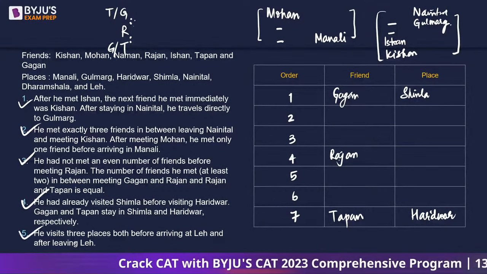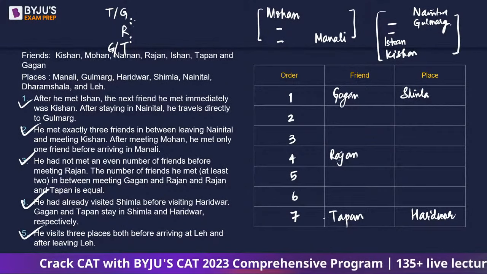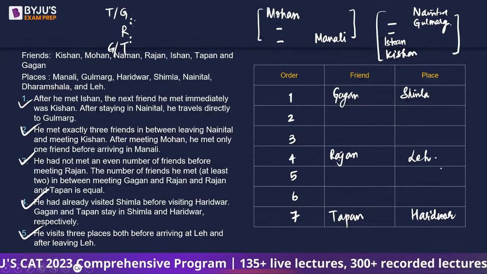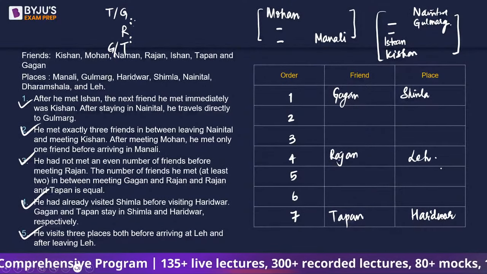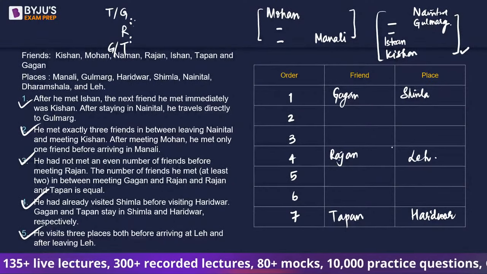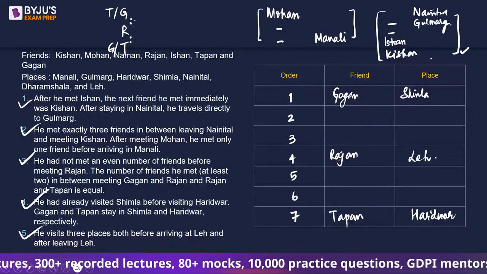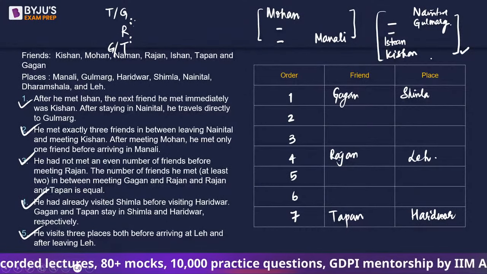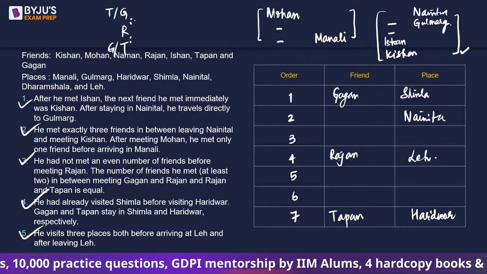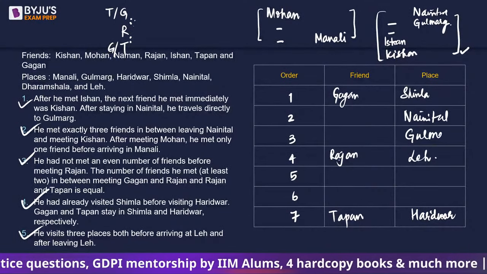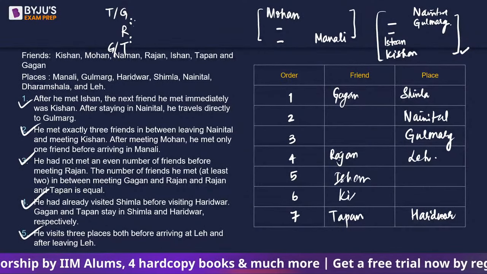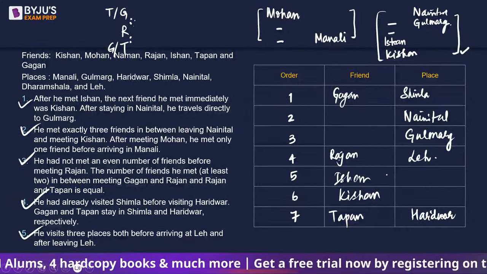Next, fifth, he visits 3 places both before arriving at Leh and after leaving Leh. So Leh has to be at the center. Okay. Now, we have to place these 4 people in the same order. So think of that as a block that has to be placed on this table. I believe you guys will agree the only possibility is if this is Nainital and Gulmarg, this one is going to be Ishan and this one is going to be Kishan. There is no other way those 4 can go there.